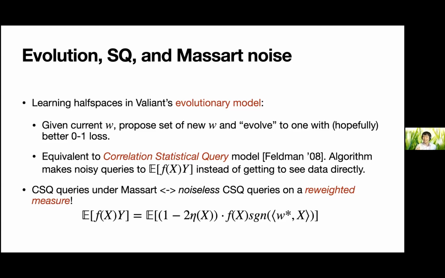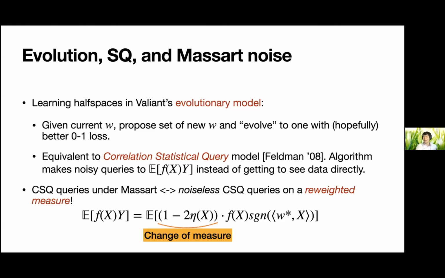What does that mean? It's just another way to think of generating y: with probability 1 minus 2 eta of x, I give you the true label, sign of w star dot x. With probability 2 eta of x, I flip a coin and tell you the output of the coin. So if you think about it that way, you get this formula.